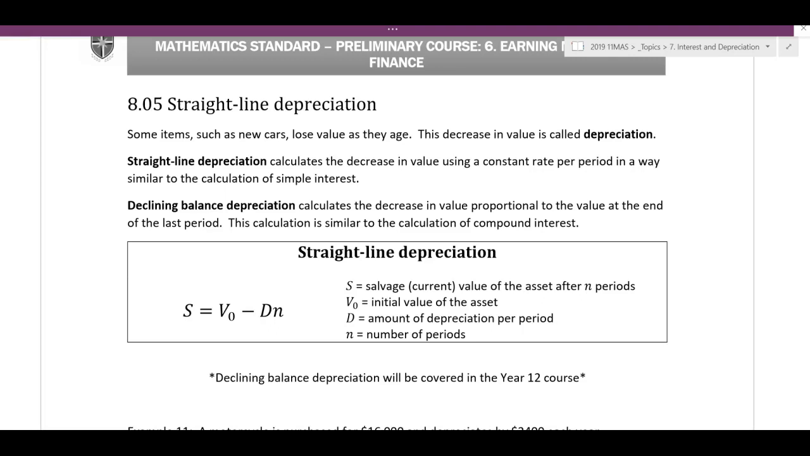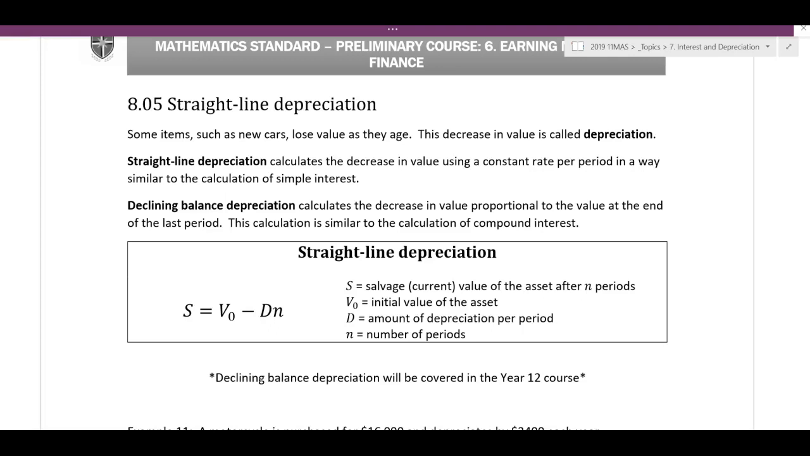Straight line depreciation has a lot in common with simple interest, in that the graph shows a straight line. The main difference with depreciation is it will have a negative gradient rather than a positive gradient. It goes down. One of the problems with the straight line depreciation method is that this model will eventually predict a negative value of an asset. And that's not really very realistic. But it's a relatively easy way to calculate depreciation and accurate enough for short periods of time, typically.